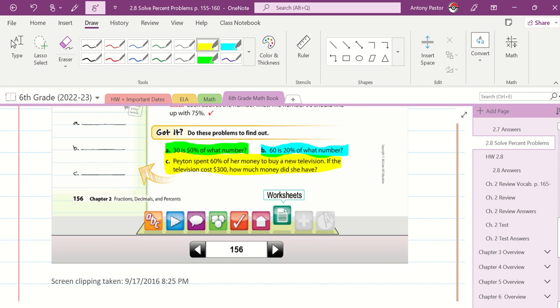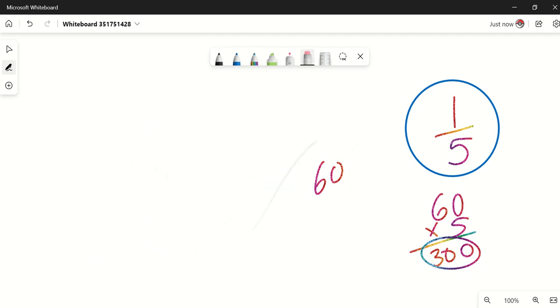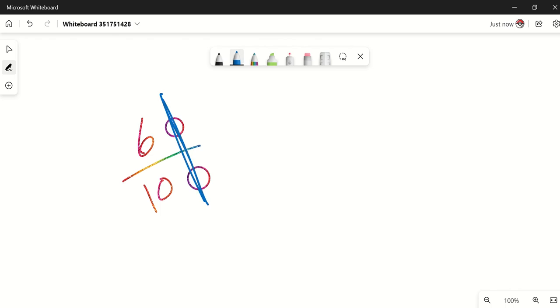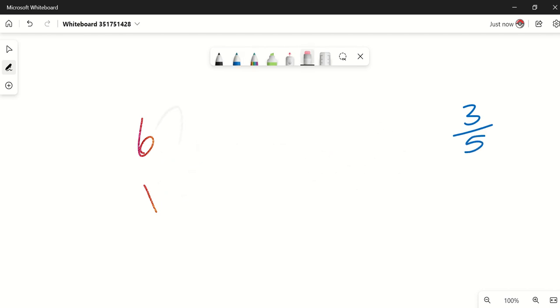Peyton spent 60% of her money to buy a new television. If the television cost $300, how much money did she have? So, we're going to start off with 60 over 100, and we're going to simplify this down. Again, I can chop off the zeros, making this 6/10, and I'm going to divide by 2 since both are even. This will be 3/5. 3/5 is 60%.